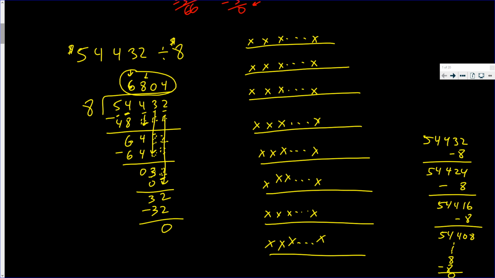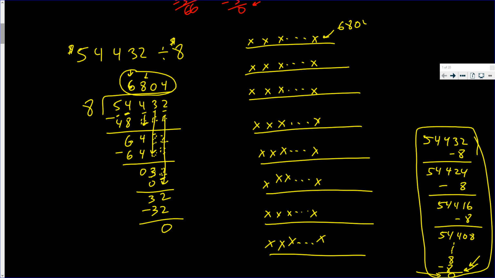6,804. I could have done this subtraction 6,804 times, and then I would have no books left over, and every shelf would have the same number of books. How many books? 6,804. Every shelf has that number of books. Every shelf. All 8 of them. That is what division is all about.